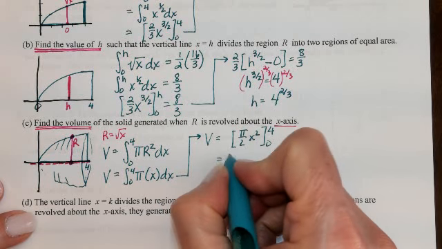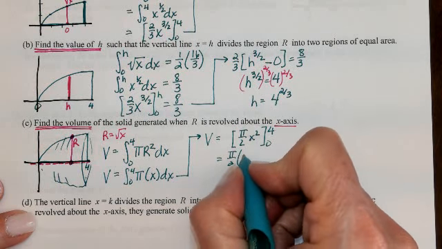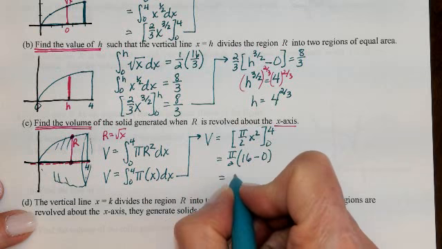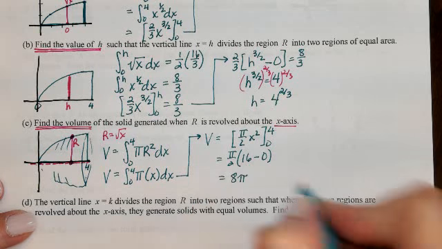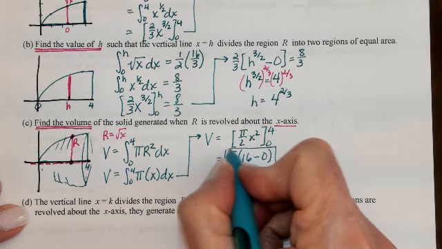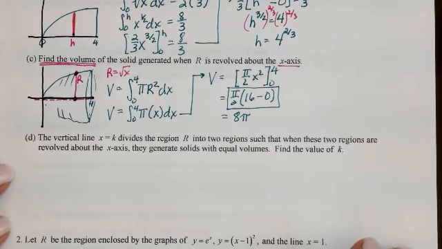So again, that pi over 2 can come out. Put 4 in for x, minus 0 in for x, and this turns out to be 8 pi. Or we could have stopped right here. Okay? All right, part D.